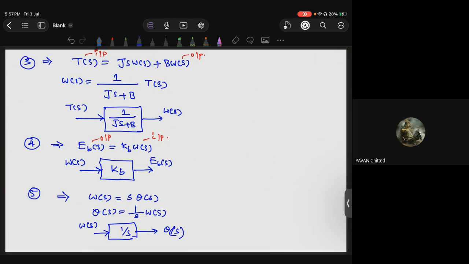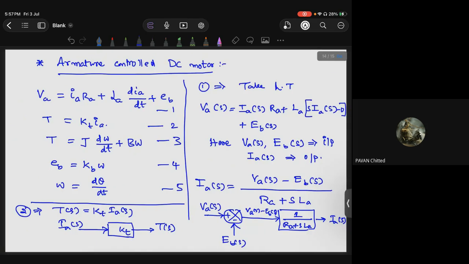Now you can see that I can connect all these things, because we have considered the individual components, with their inputs as well as outputs. I can connect them. So first, let's start with the first equation.